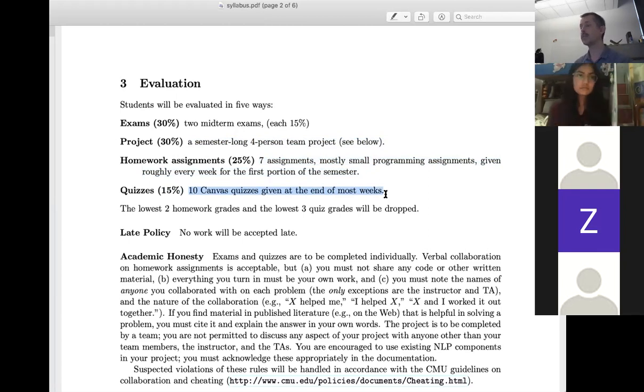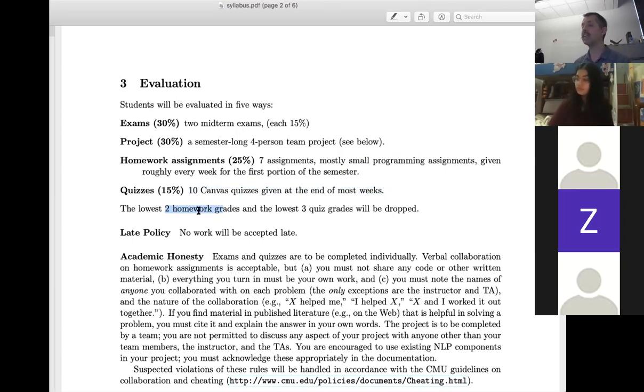These are designed to help you evaluate yourself as much as they are to help us evaluate you. It's to make sure you're doing the reading and viewing the lectures and doing what you need to be doing in order to succeed in the course. We drop the 2 lowest homework grades and the lowest 3 quiz grades. But we don't allow late work, except in exceptional circumstances.